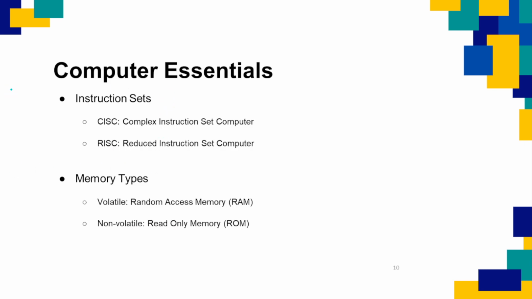Next, there are two instruction sets. The first one is CISC and RISC. CISC means complex instruction set computer, and RISC means reduced instruction set computer. So what is the difference between CISC and RISC? First one is CISC.